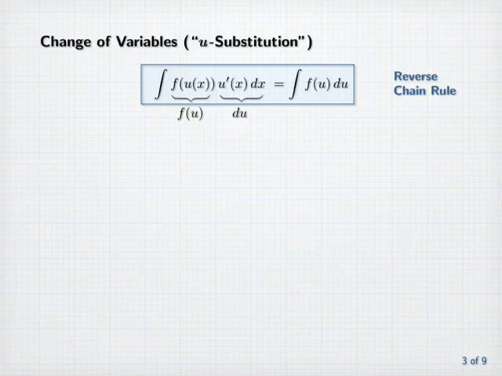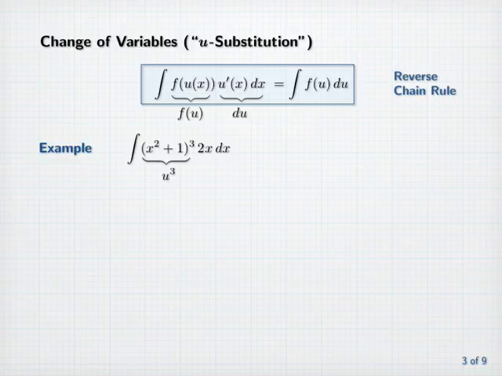since it applies to integrands that have the form that results from applying the chain rule for differentiation. Now let's look at a couple of examples. Consider the integral of x squared plus 1 quantity cubed times 2x dx. Notice that we can think of x squared plus 1 cubed as u cubed, where u is equal to x squared plus 1, and so du is equal to 2x dx.